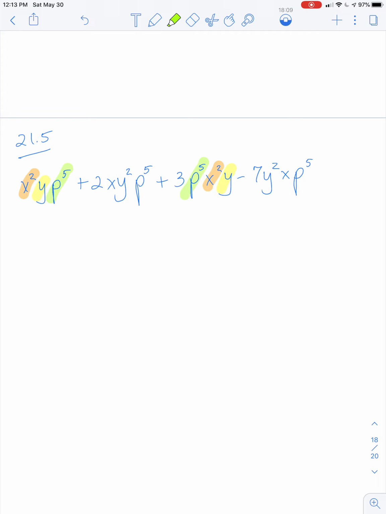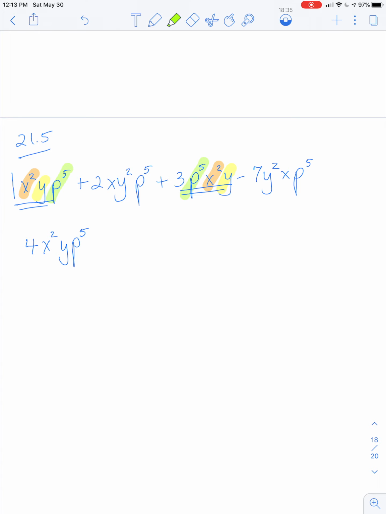Okay, and I see p to the fifth in the other ones, but I don't see an x squared, so I'm just looking to highlight right now those that are like terms. Coefficient here would be a 1. So this one goes with this one. So I'm going to go ahead and write those down here. I'm going to write 1x squared. Actually, I think we can probably go ahead and do the calculation in this. We would have 1 plus 3, so I would have 4x squared y p to the fifth power.